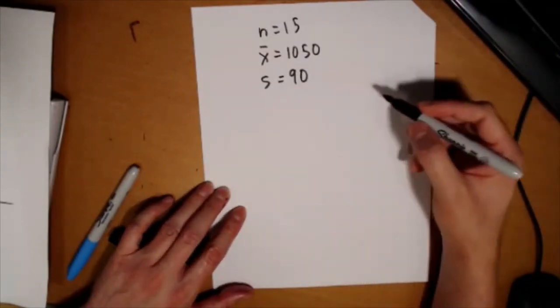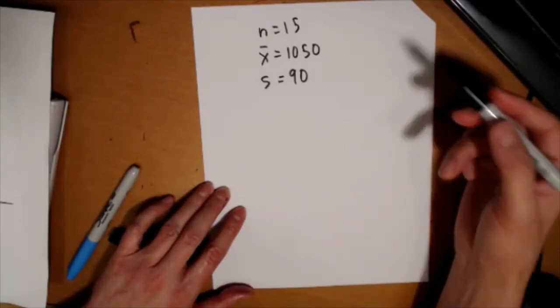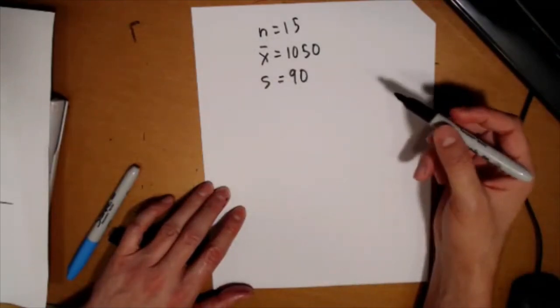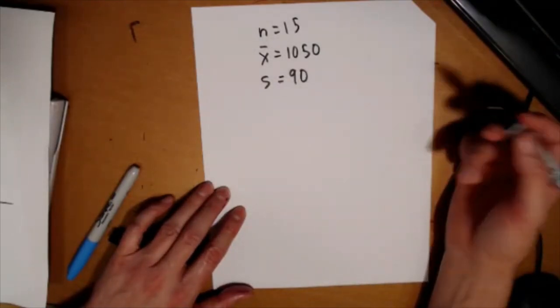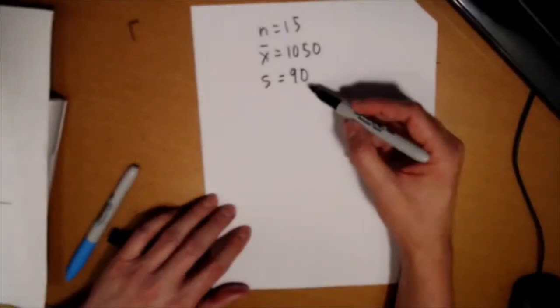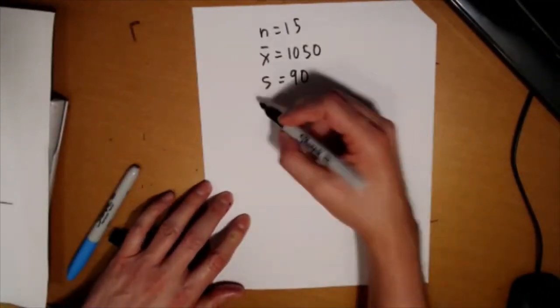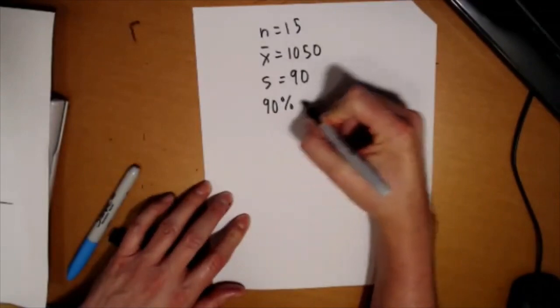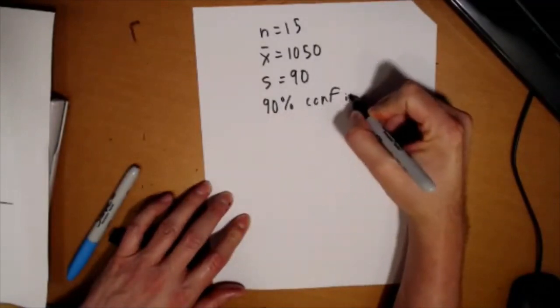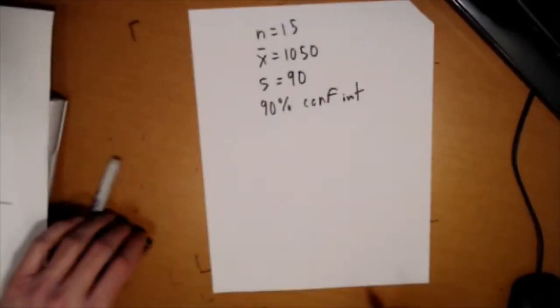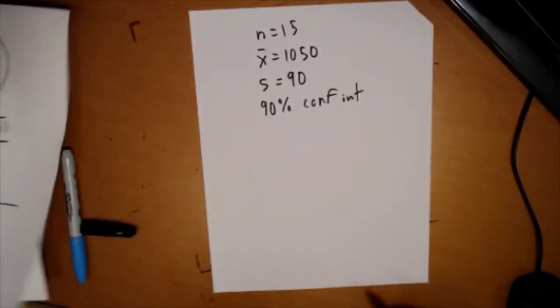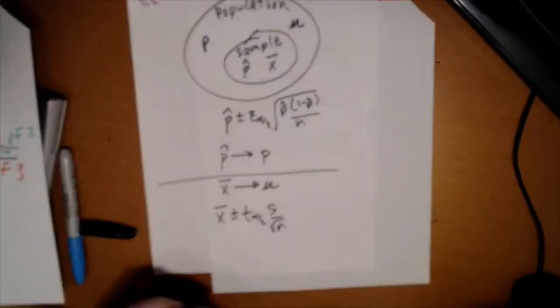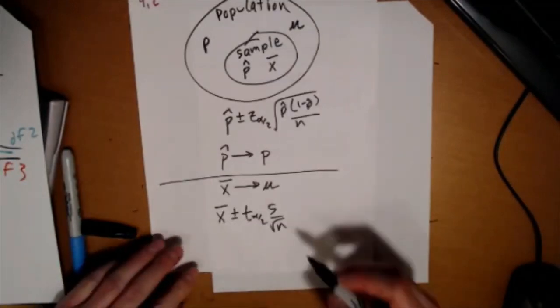Okay, with all these tests, there's always minimum requirements that need to be met, and I usually just throw them in there really quickly and you don't notice them. Assume the rents are normally distributed, so that helps meet the minimum requirements. Construct a 90% confidence interval. Okay, so we have our new formula, which is this one right here.